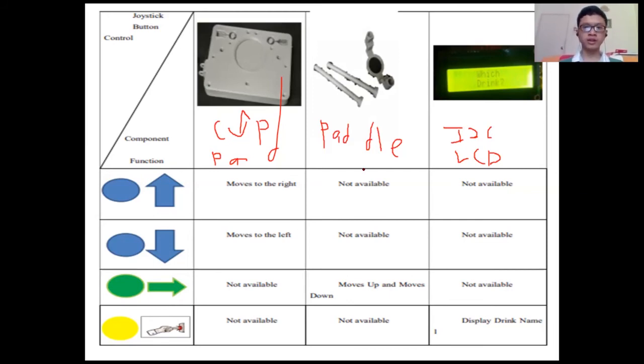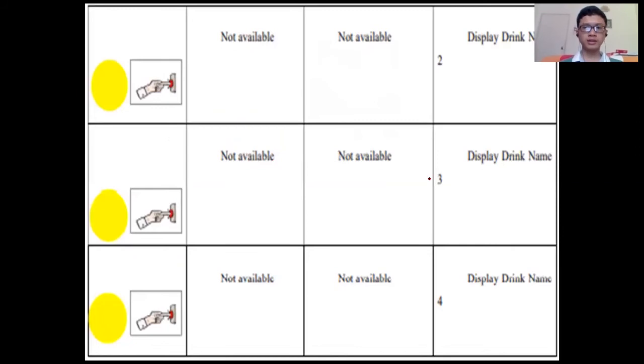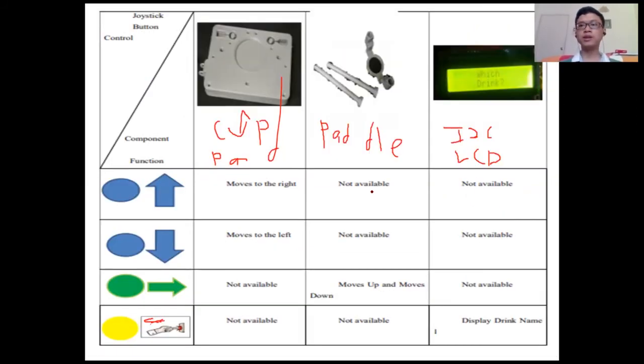And for the I2C LCD, of course, the joystick controller doesn't do anything. Only the push button. When the push button is pressed, it will display ring name 1. And when the button is pressed again, it displays ring 2, ring 3, and ring 4. So that's how these three main components of the barboard work. That's why I implemented it into a tabulation of data so that the user can understand easily.